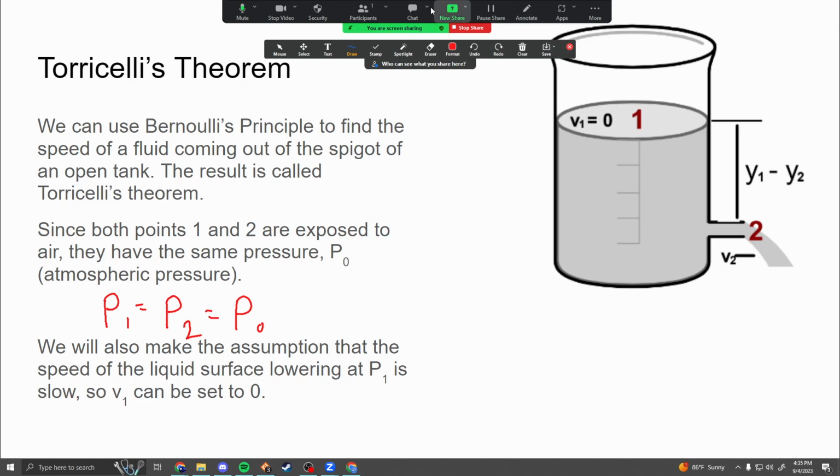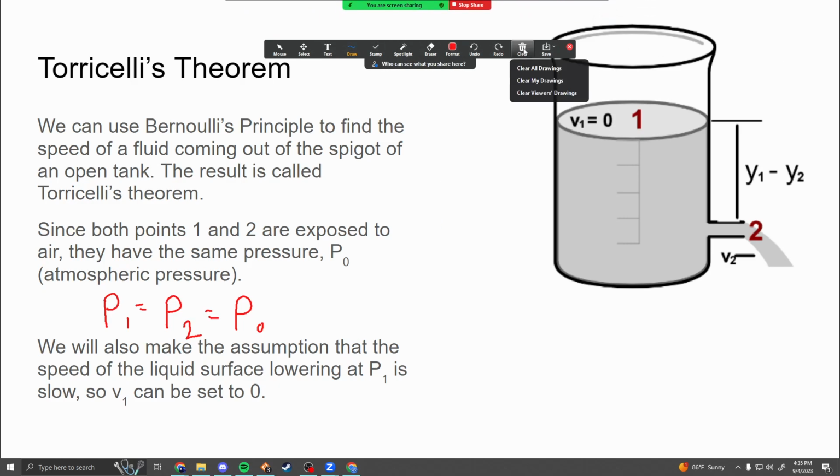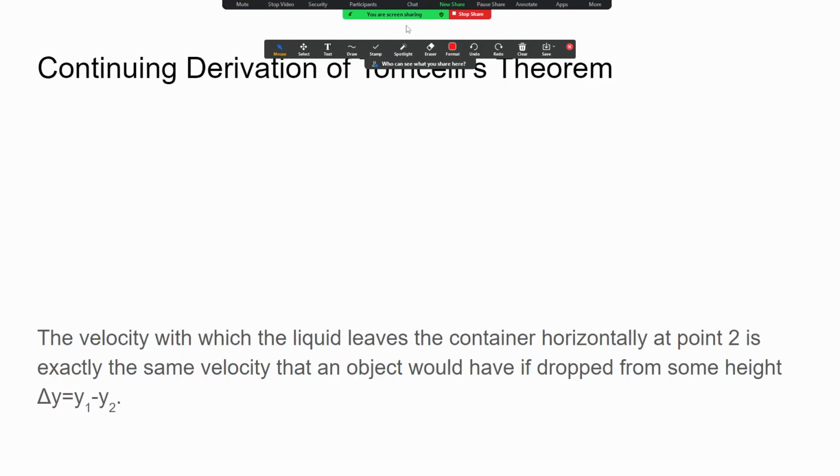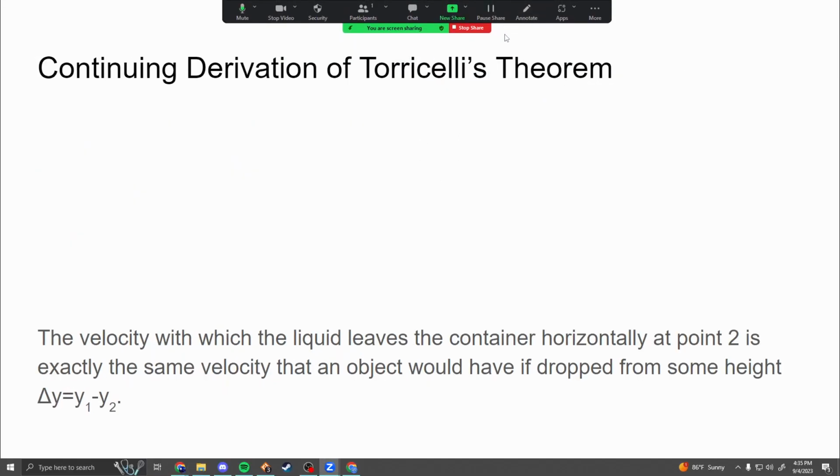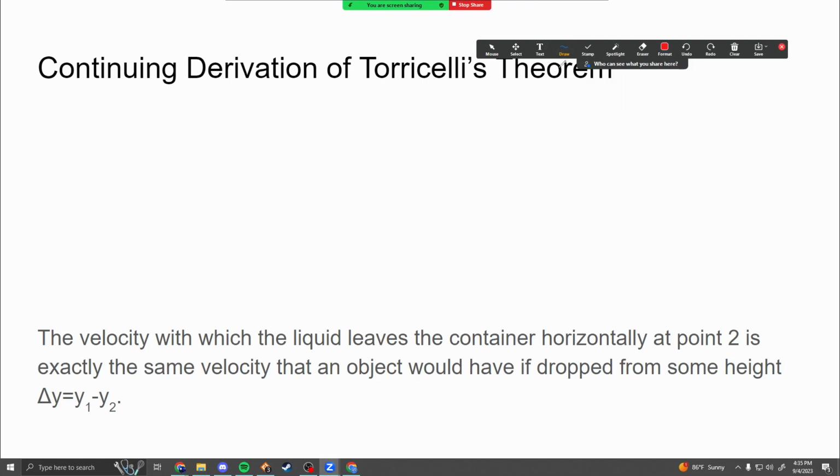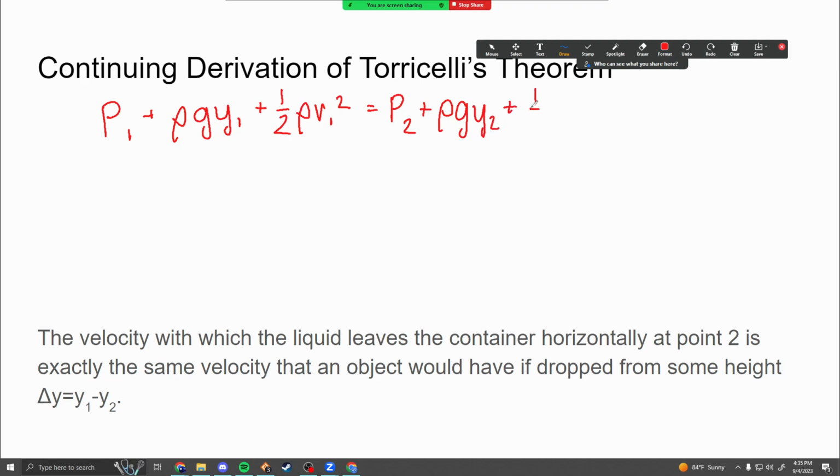Okay, so if we continue to derive Torricelli's theorem with those things in mind, we can say, okay, let's look at Bernoulli's principle and continue to reduce for Torricelli's theorem. So we say, okay, P1 plus rho g y1, and y1 and y2 were defined in the previous slide, plus 1/2 rho v1 squared, which is equal to P2 plus rho g y2 plus 1/2 rho v2 squared.